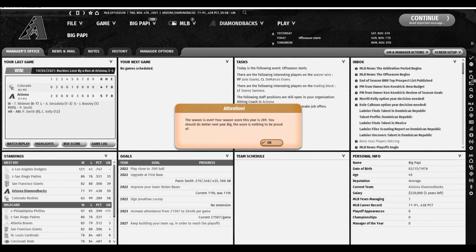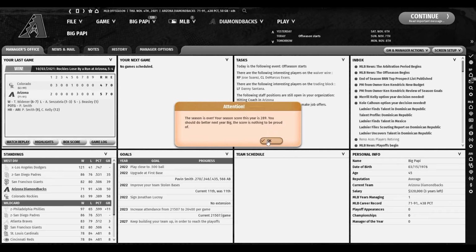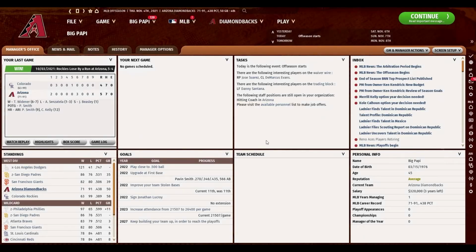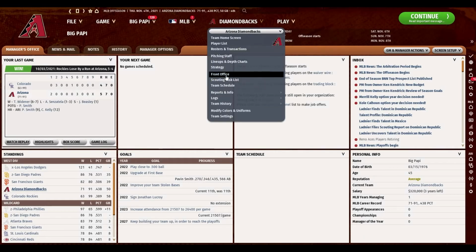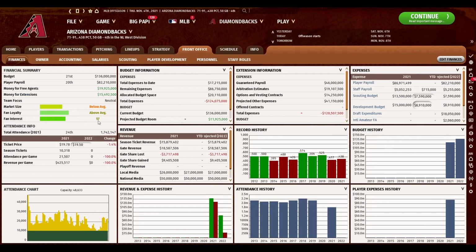It is the end of the regular season. I just simmed through the season. I didn't control anything. We finished 71-91. And the cool thing is that we ended up with fan interest at 57. So they played a little bit better, I guess, than they anticipated. They did change our scouting and development budgets, and I'll get into why here in a second.